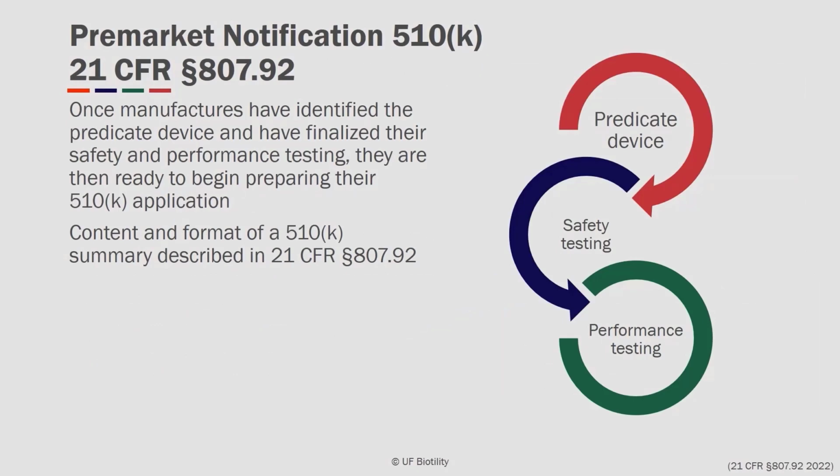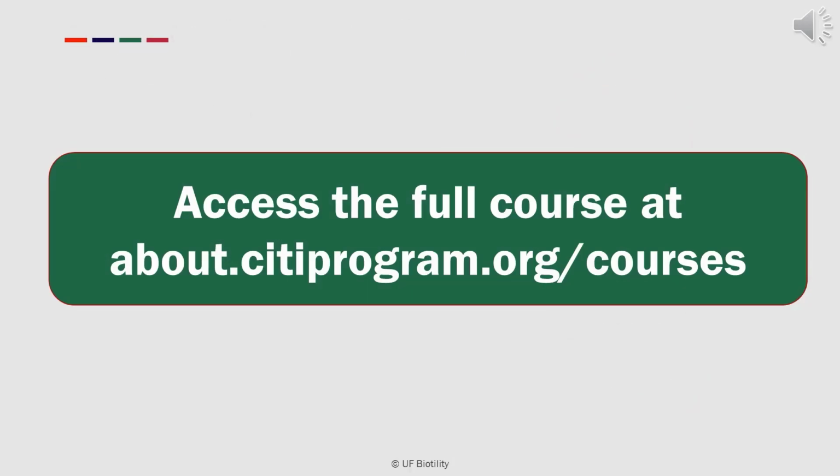Once manufacturers have identified the predicate device and have finalized their safety and performance testing, they are then ready to begin preparing their 510K application. 21 CFR 807.92 contains the content and format of a 510K summary.